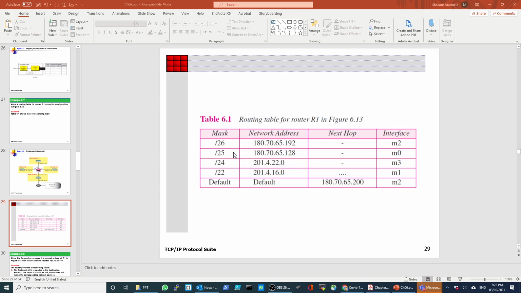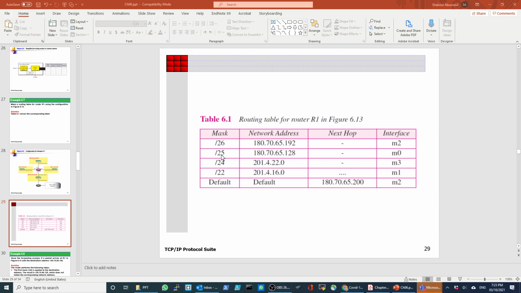Very simple. Slash 26, that's the network address. The next hop, there's no next hop because it's directly connected, and the interface is M2. Same thing, M2. Same thing, M3. Same thing, M1. And then at the end, always we'll have the default, right?